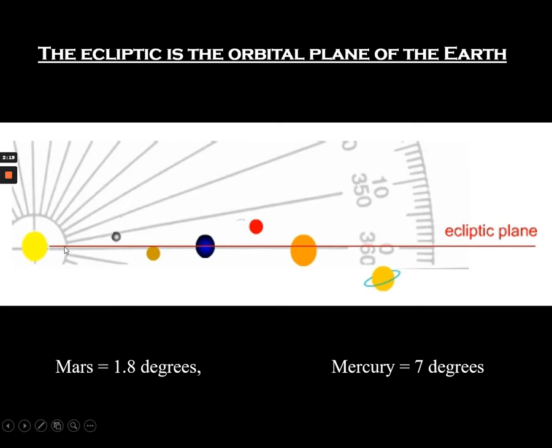So this is the ecliptic plane, or the ecliptic line, and it's an imaginary line drawn from Earth to the sun and then beyond. All the planets are very close to being on the ecliptic line, but none of them are on perfectly. If we measure how far away you are in terms of angle, Mercury is the furthest, 7 degrees, and Mars is the closest, 1.8 degrees. But they're all pretty close.